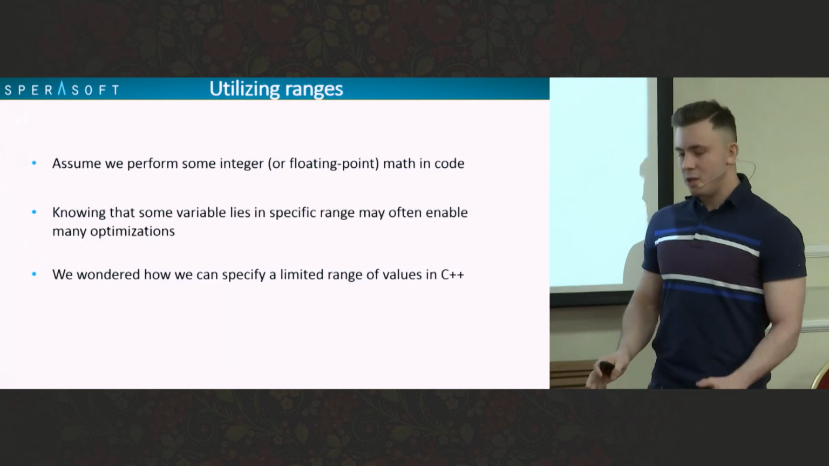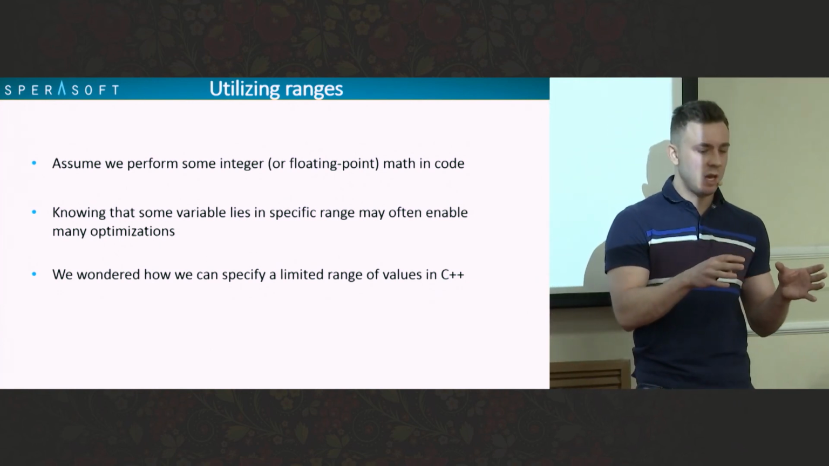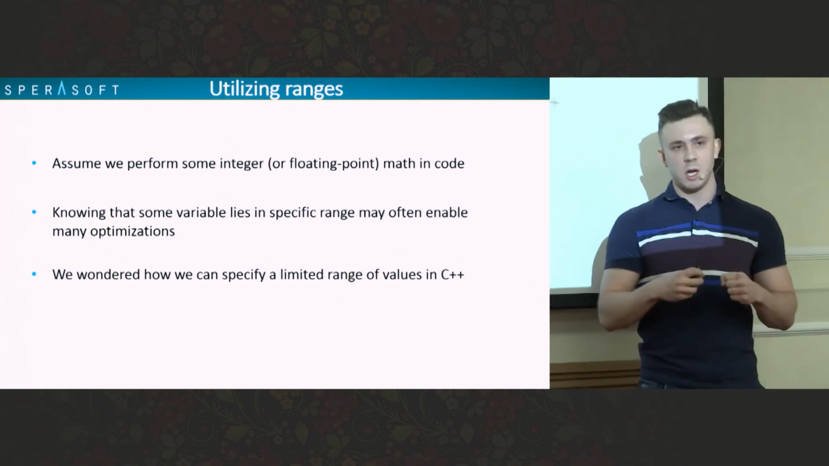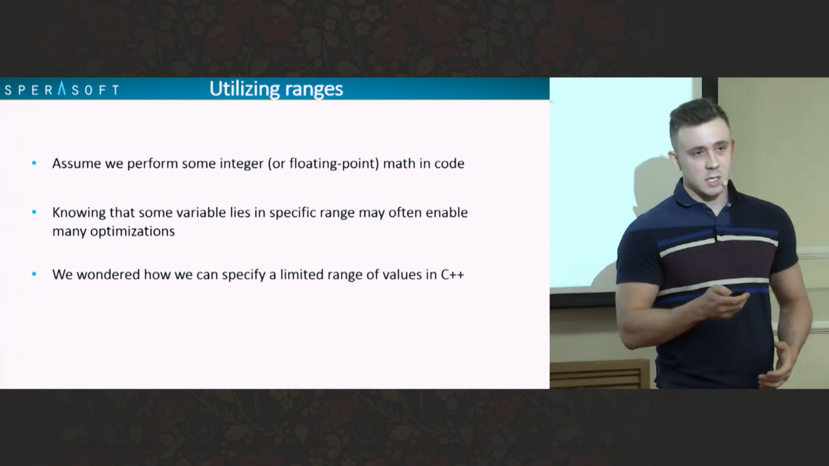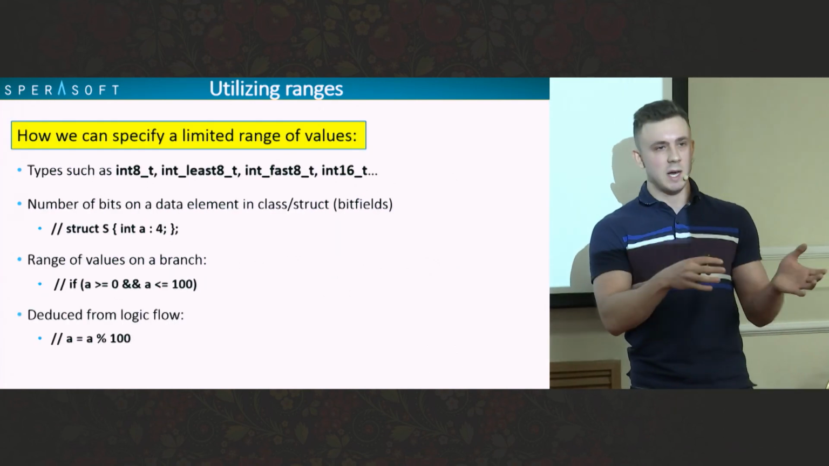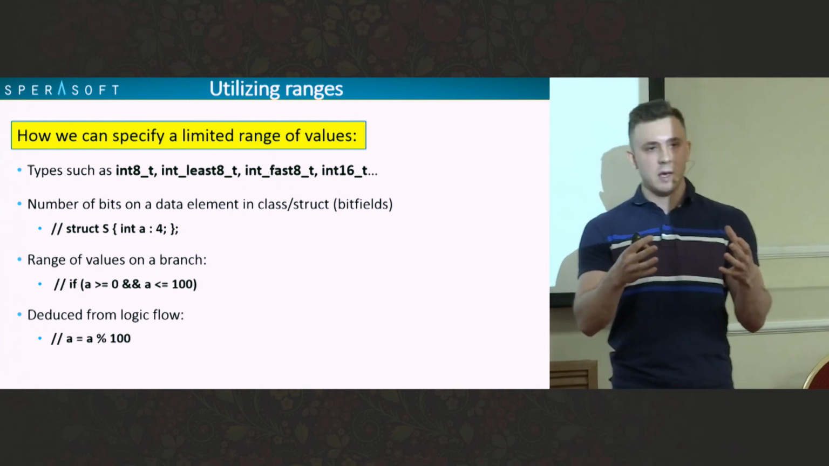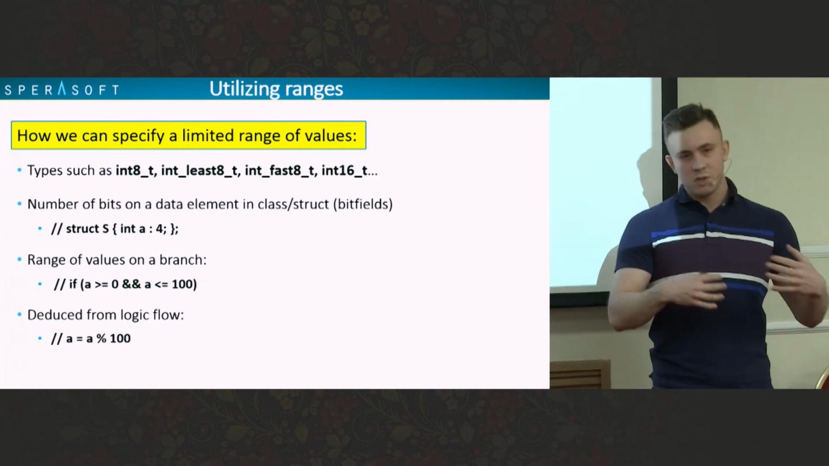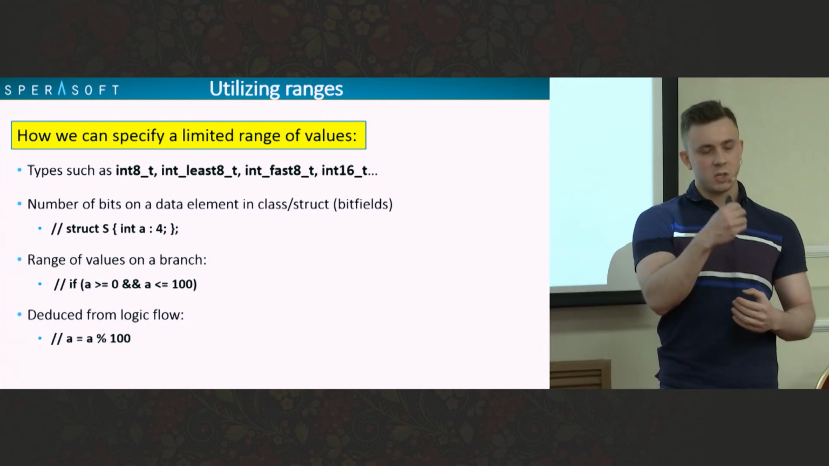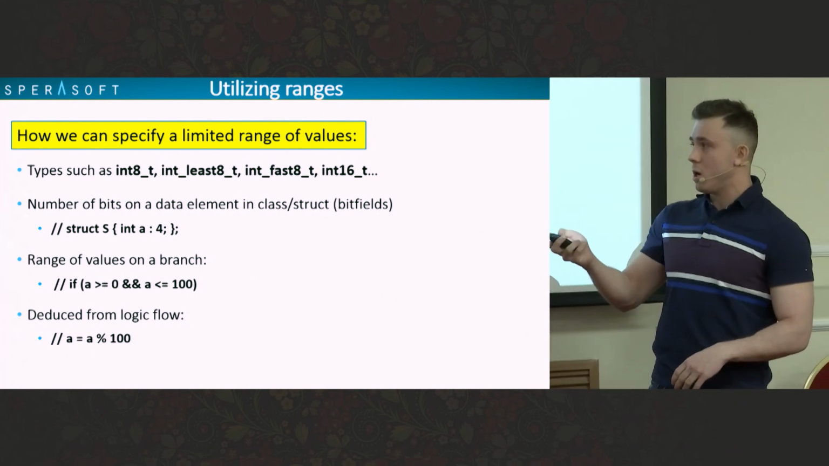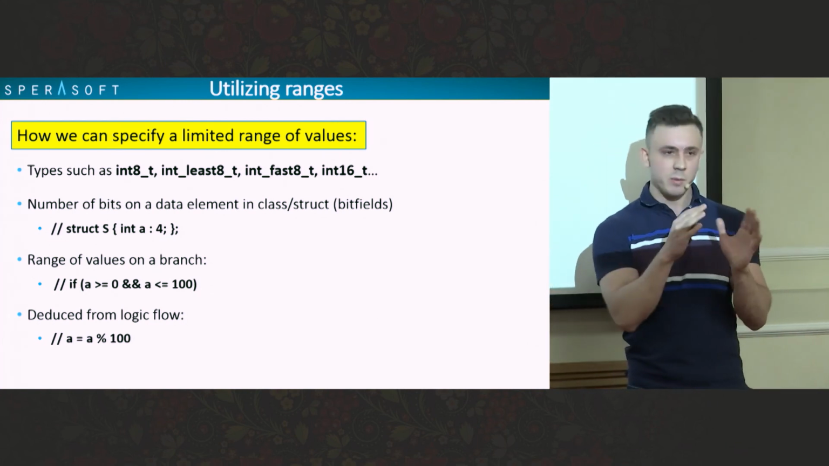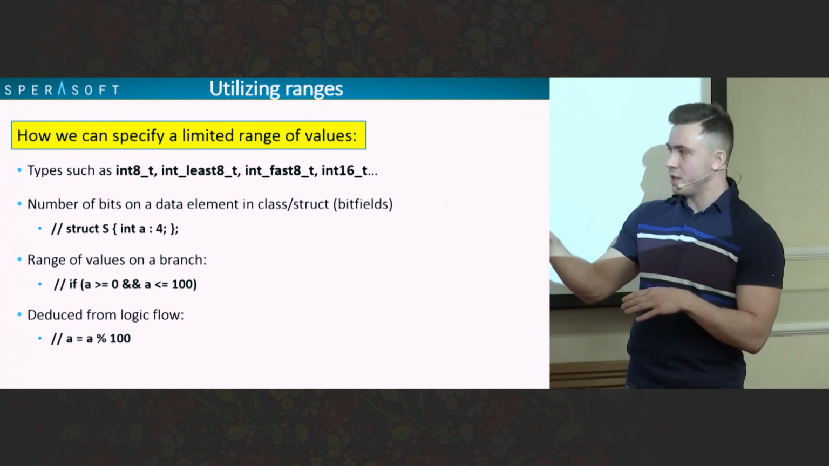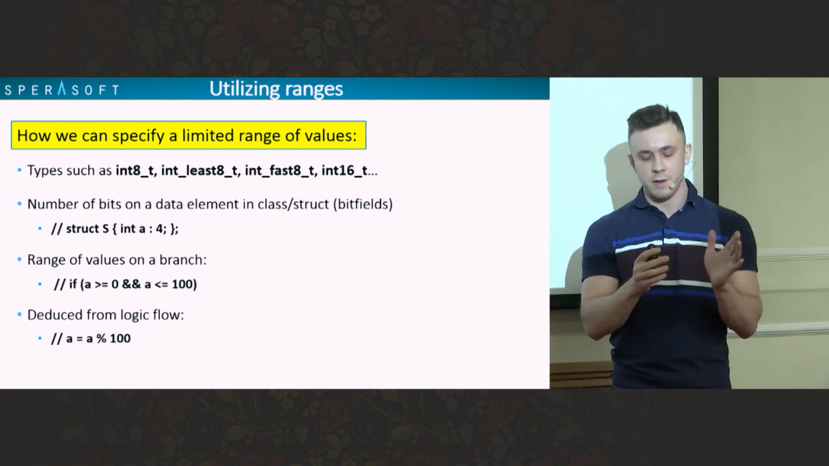And now, imagine you're performing some computation with integers. For example, if you know that one number lies in a certain range, you often can perform a lot of optimizations based on this data. So how can you specify the range of a variable in C++? Definitely use a type like int8, so you basically just have 1 byte to represent the number. Obviously, it has a restricted range. Or you can use bit fields, or you can deduce it from the source program. For example, if you have an if block, it's obvious that variable a is in the limited range from 0 to 100. And it can also be deduced from the logic flow.